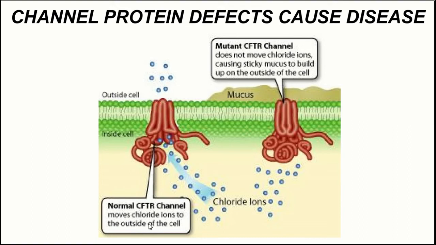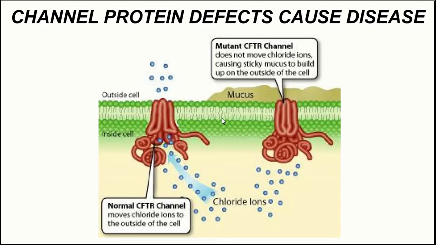Now, a normal functioning CFTR channel, which is here on the left, moves chloride ions from the inside of the cell to the outside of the cell. And water follows these chloride ions passively with it. And so what this mixture of chloride ions and water does to the outside of our cell is it creates a thin layer of saline or salt water on the surface of the cell. And this is particularly important in the lungs and in the respiratory system.